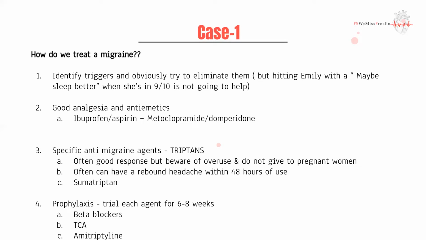In terms of prophylaxis, if nothing else helps and we think we need to put them on a prophylactic medication, beta blockers, TCAs, and amitriptyline are considered relatively good agents. There is no specific preference, but we usually just try one for 6 to 8 weeks and then see if we get a good response.